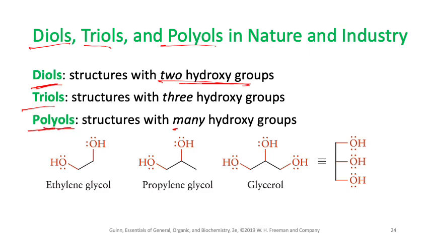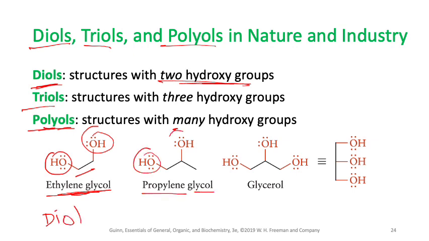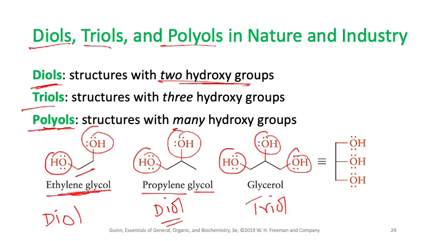So let's take an example. This is the organic compound. How many hydroxyl groups? 2. Ethylene glycol is a diol. Then we have propylene glycol. How many hydroxyl groups? 2. Diol. Then we have glycerol. How many hydroxyl groups? 3. Triol. Right, and we can also show the same structure like this. Where 2, right? 3, triols.